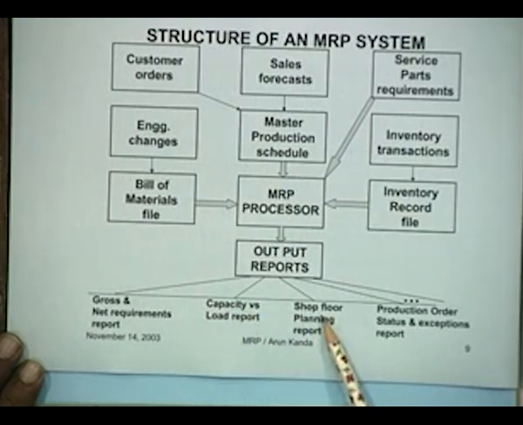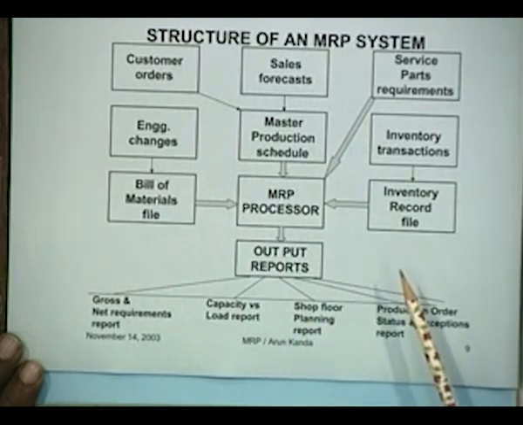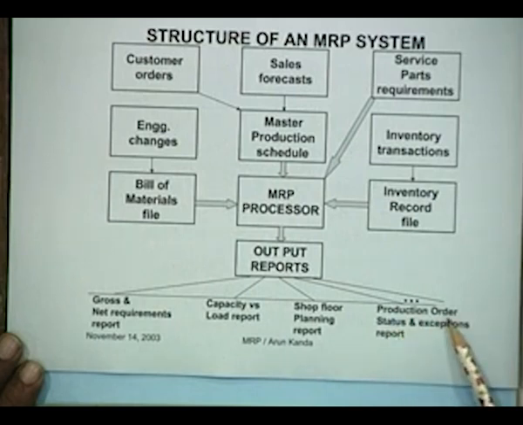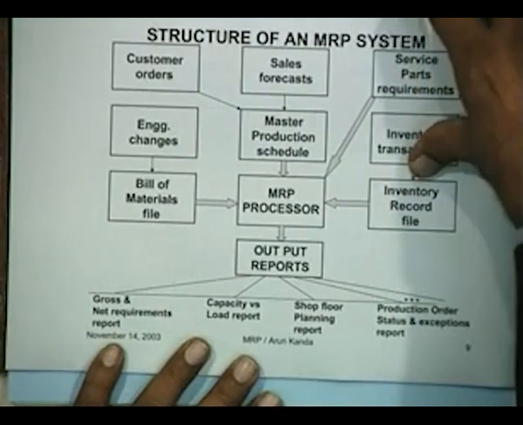Shop floor planning report is more detailed, and it tells you exactly how the various equipments and the machines in the shop floor are going to be loaded over the next 1 week, 2 weeks, 3 weeks. And finally, the production order status and exceptions report, which will tell you that as the processing keeps going, are you conforming to your requirements, or are you making any departures from the schedule? So this kind of information is also available here.